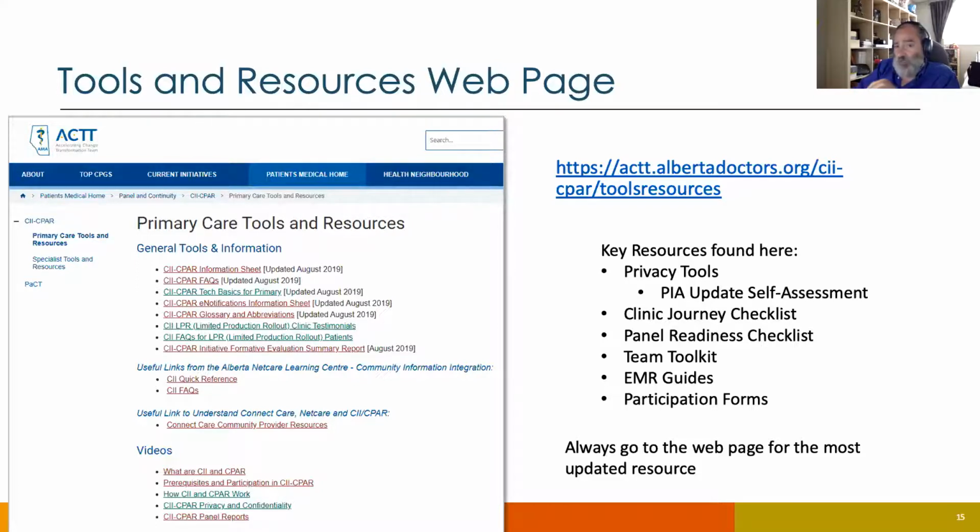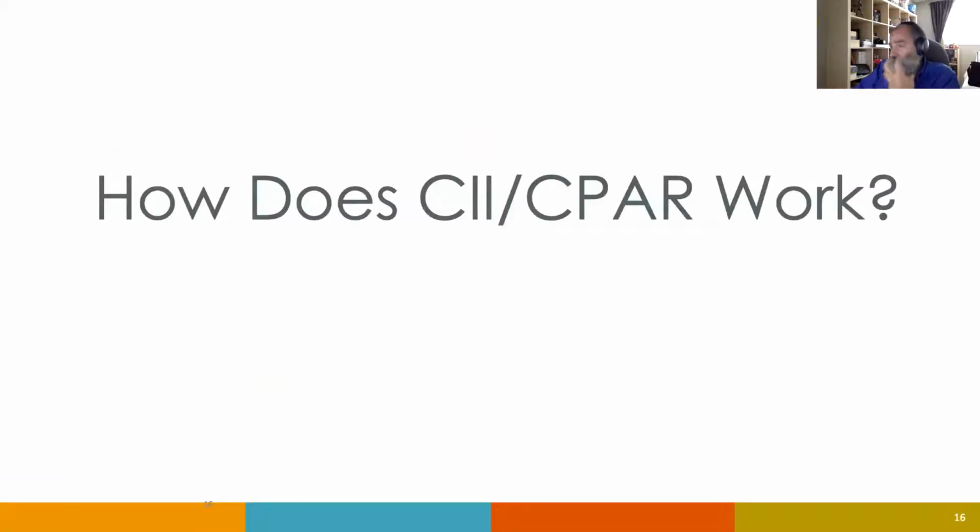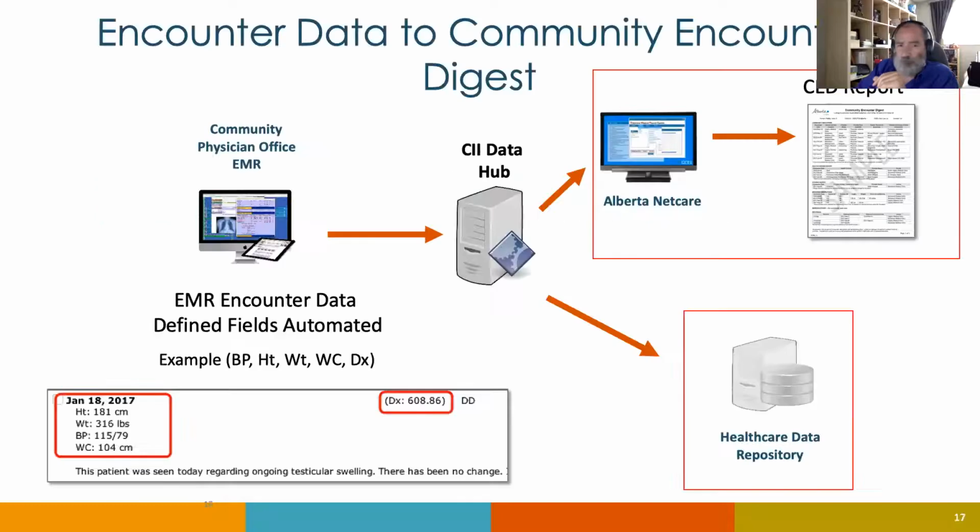What is CI Par? The next section focuses on how CI Par works, and this section is the longest section. It's very nuts and bolts. It's all about the details of how CI Par shares information and helps to enhance continuity. You've probably heard already in your training that CI Par focuses on three kinds of information: encounter data, consult reports, and panels. So I'm going to go through each of those.